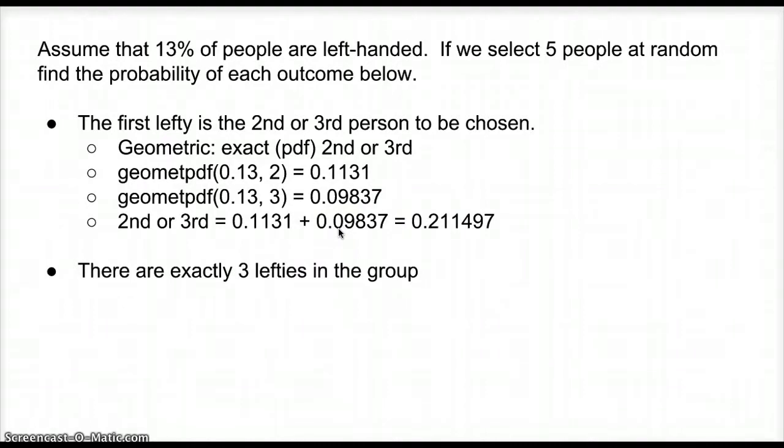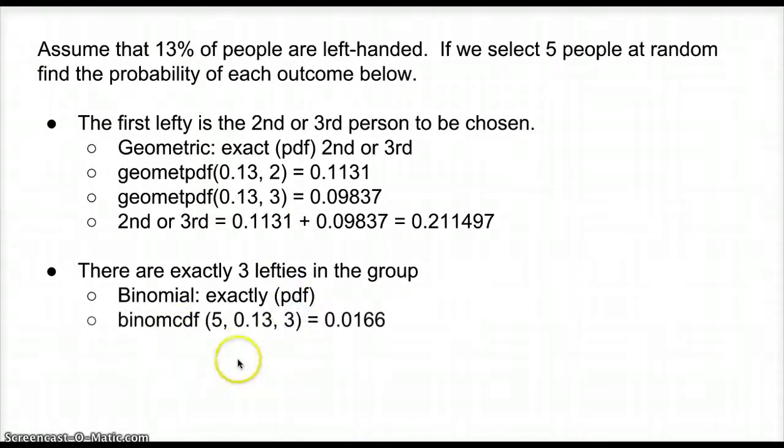So take a minute, see if you can figure out if it's binomial or geometric. It is binomial because it's exactly, and since it's exactly, we're going to do PDF. The binomial is going to be 5, 13%, and we're choosing 3.